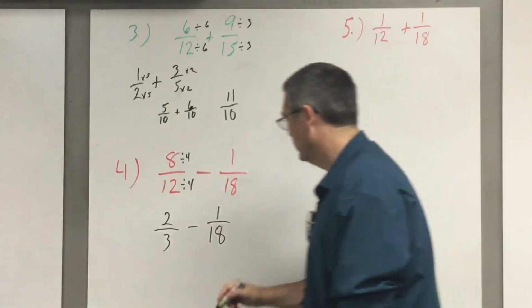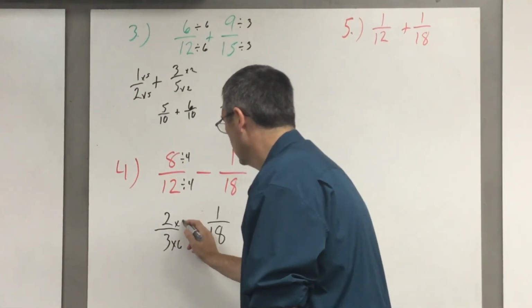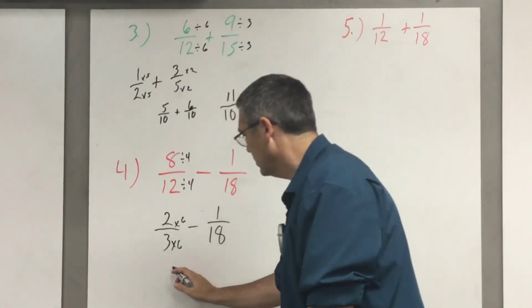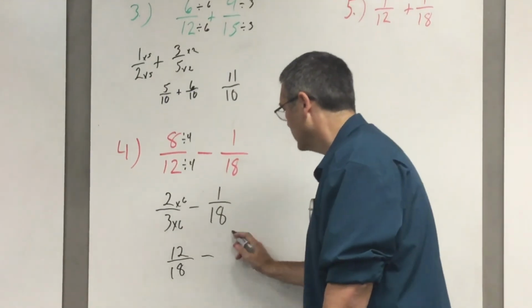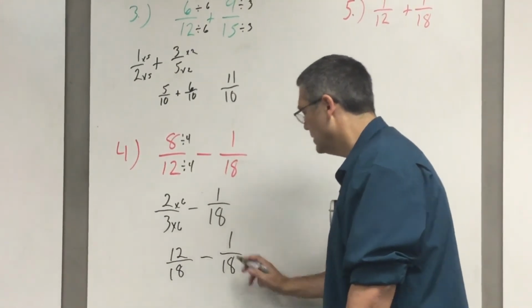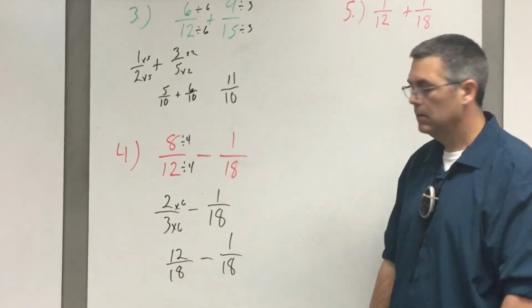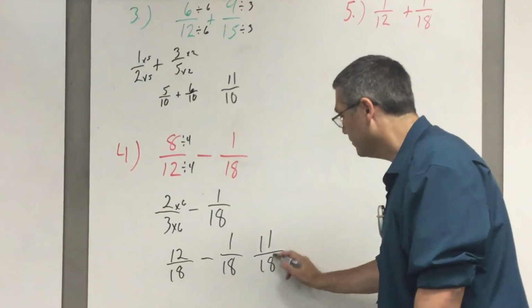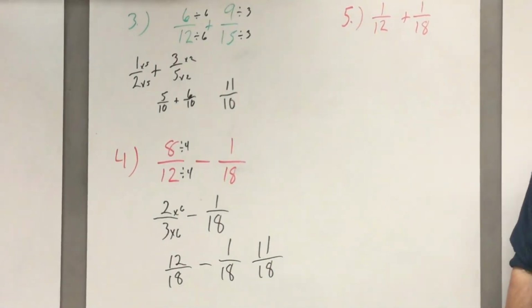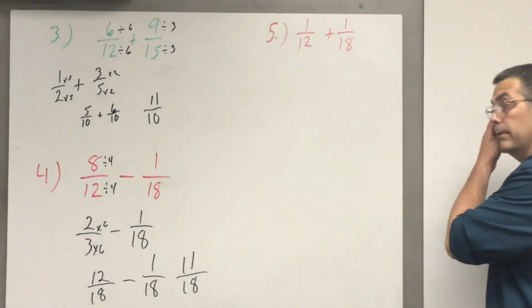All right, so times 6 gets me 12/18 minus 1/18. And now all I gotta do is subtract the top. 12 minus 1 gets me 11/18. And I end up here, 11/18. And these fractions aren't near as hard as you make them out to be. Don't overcomplicate them. All right.